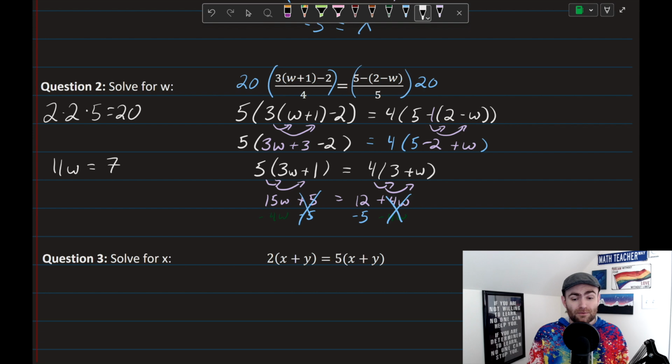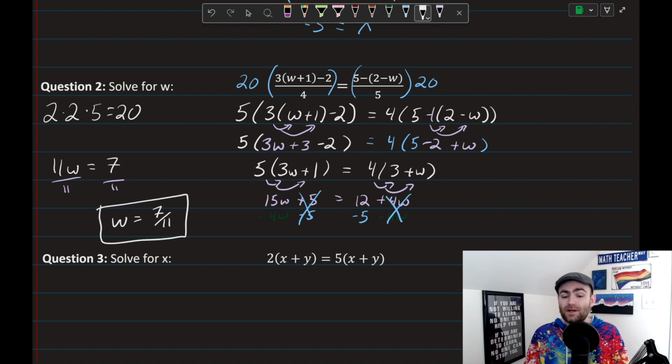We can finish this off. How do I get rid of the multiplication by 11 that's happening to the w? We can divide. So we divide both sides by 11. And we get w is equal to 7/11. It is a-okay to have fractions as answers. You can always make them mixed numbers or decimals, but I find leaving them as just regular fractions or improper fractions is the easiest thing to do.